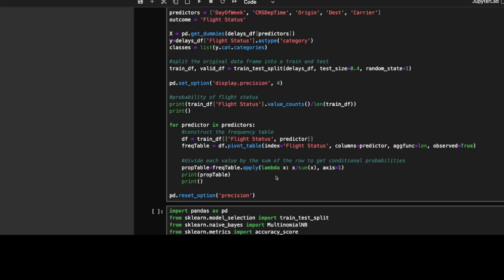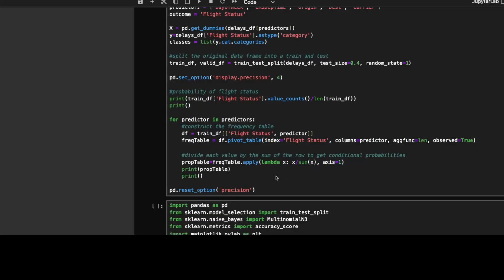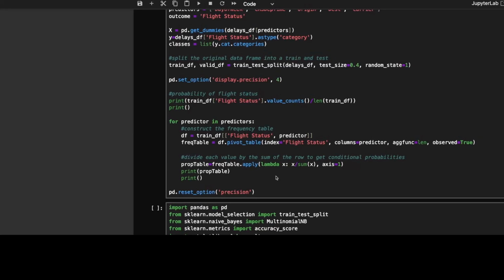So reading these tables, for instance, for day of week, we might see that among delayed flights, 15% occur on Monday, while among on-time flights, 14% occur on Monday. These differences, though small individually, combine across all predictors to inform predictions. Now this is the essence of Naïve Bayes. Multiply all these conditional probabilities together with the prior probability to get a score for each class. The class with the highest score wins. So that's what we are going to do here.